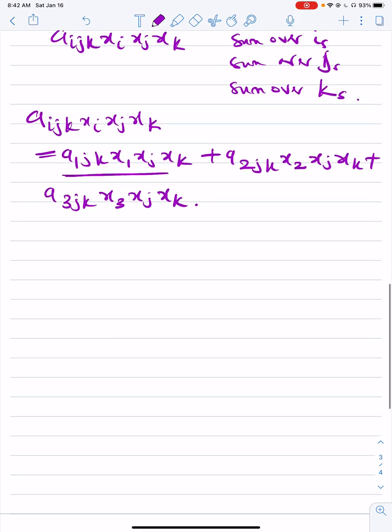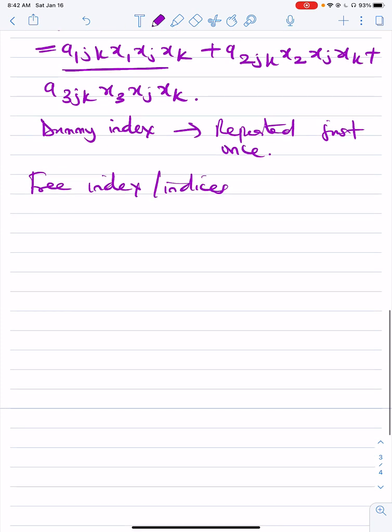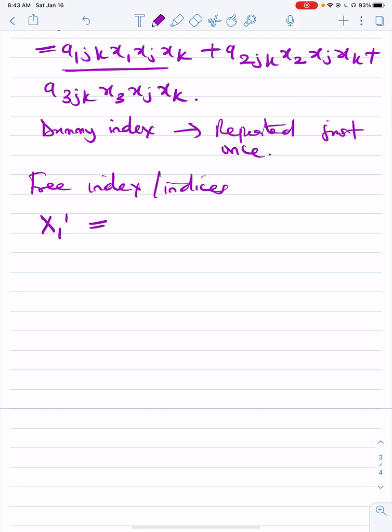Then we've talked about dummy indices, and one thing we said is that a dummy index can be repeated just once. Now, we also have free indices, or multiple free indices. So basically, if you have this, it should start to look familiar to you. 3x3.